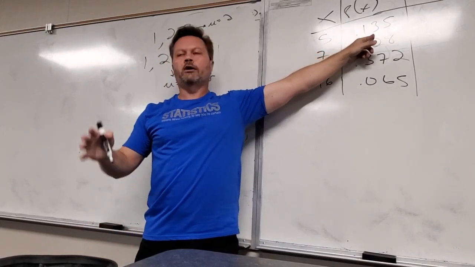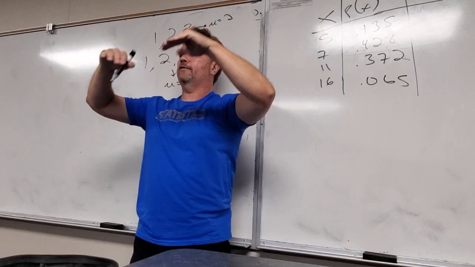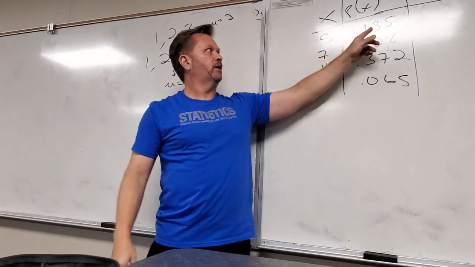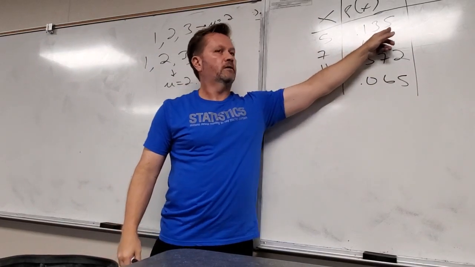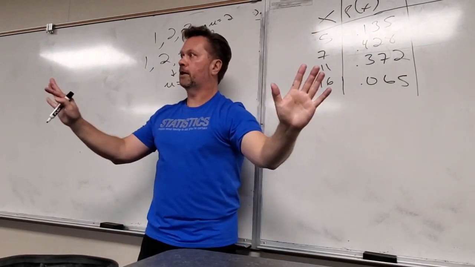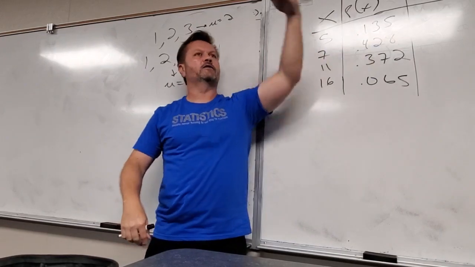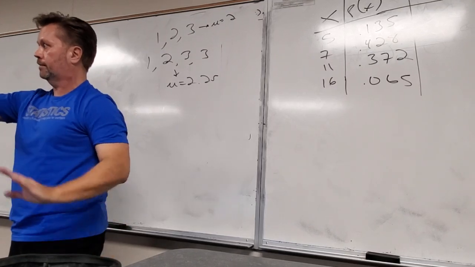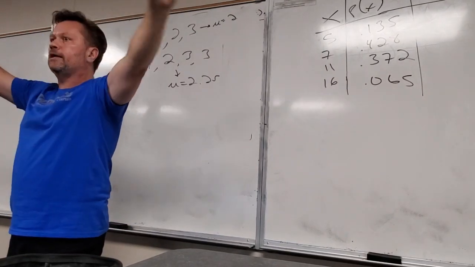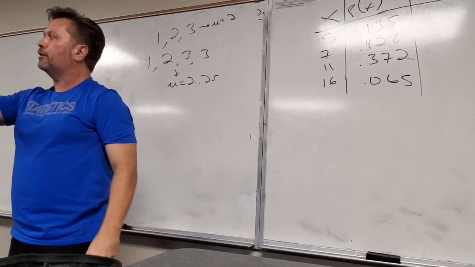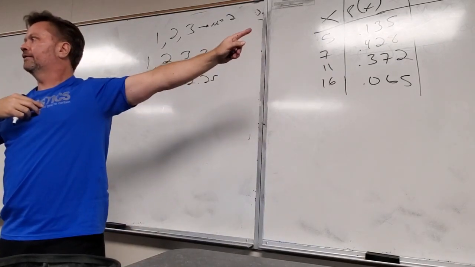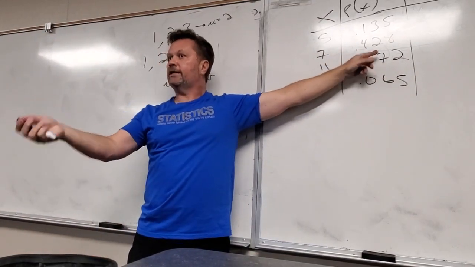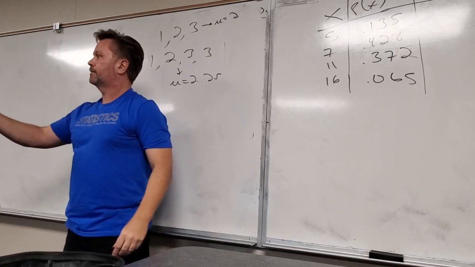This guy, 0.135, is 135 out of 1,000. Is that cool with everybody? The really nifty thing about decimals, by the way: how many decimal places are there? That's how many zeros on the one on the bottom. So 0.135 is 135 over 1,000. So if I had 1,000 data points, 135 out of those 1,000 would be the number 5. How many would be the number 7? 428 out of 1,000 would be the number 7.